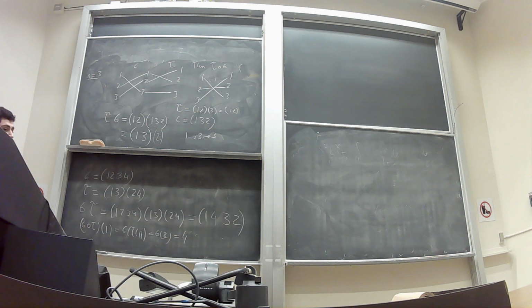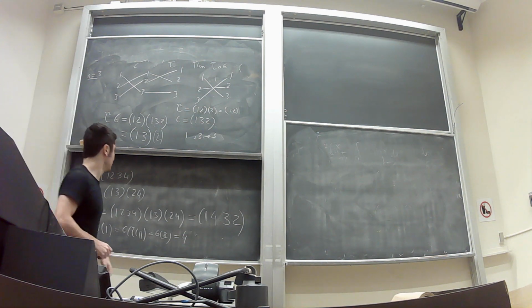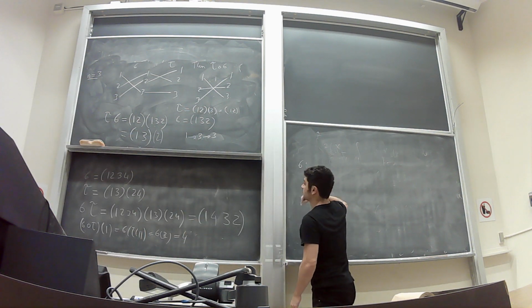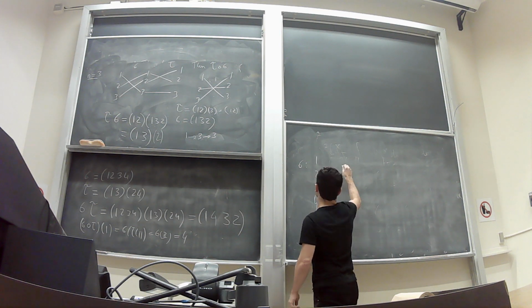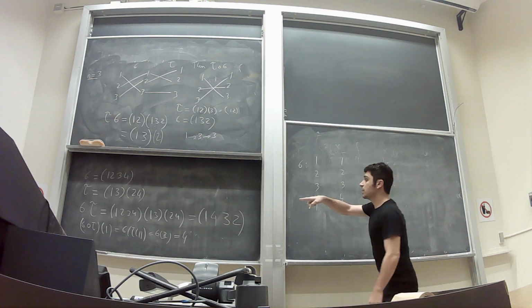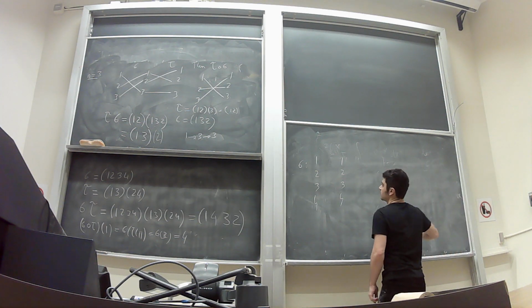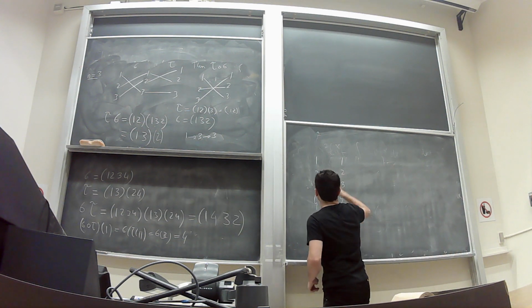Let's redo an example. Hey guys, let's redo an example. I just want to write it in a better way. I just want to find an efficient way of multiplying them. Okay? Now, let's look at sigma. Sigma is (1 2 3 4). What does sigma do? Well, let's start with tau. I'm going to start with tau here.